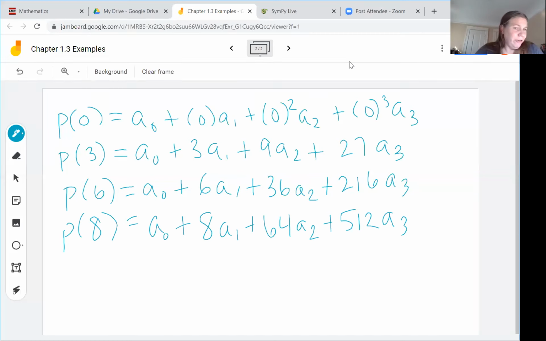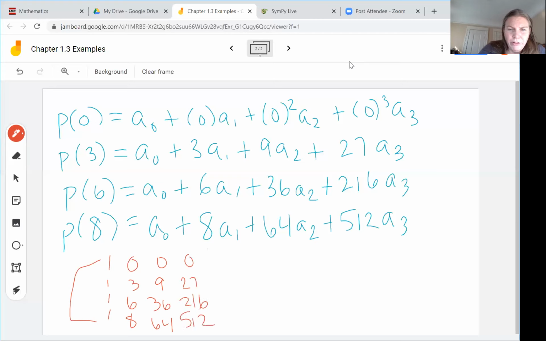Okay, so we are going to form a matrix now to correspond with this. We're going to augment our matrix with the solution vector. So if you just wanted to write the coefficient matrix followed by the column vector, it would look like this. All ones for the a sub 0. And then we have 0, 3, 6, 8. Then we'd have 0, 9, 36, 64, the squares. And then we'd have 0, 27, 216, and 512, the cubes.